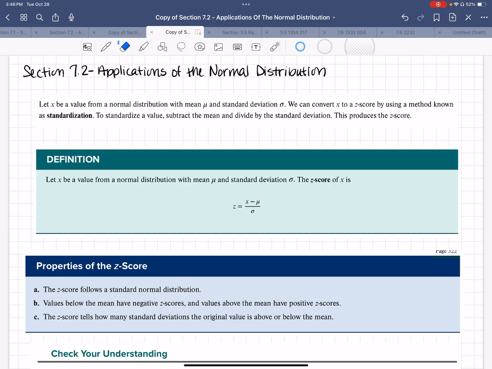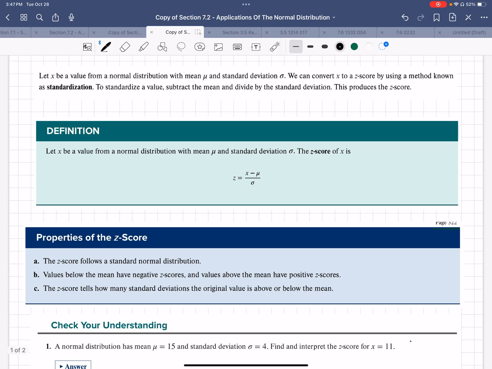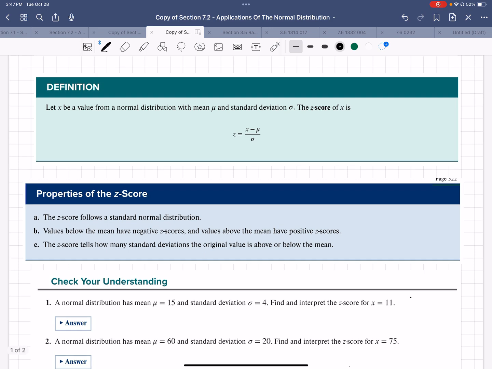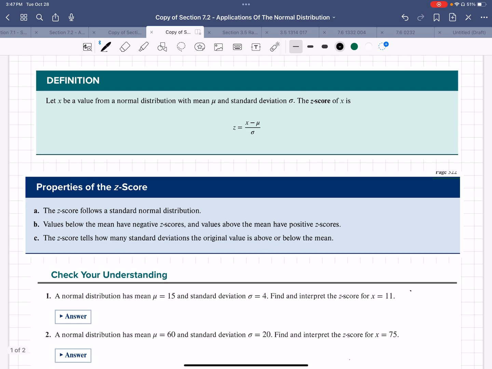So on our applications of the normal distribution, for 7.2, I do have: let x be a value from a normal distribution with mean mu and standard deviation sigma. We can convert x to a z-score by using a method known as standardization. To standardize a value, subtract the mean and divide by the standard deviation. This produces the z-score. So this formula is important.